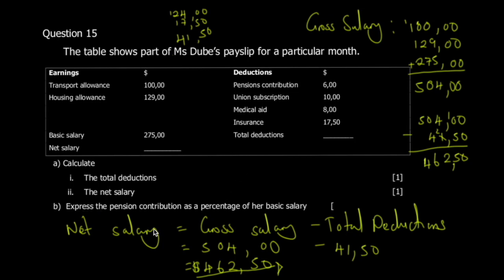Yeah, and then on the B part, it says express the pension contribution as a percentage of the basic salary. Okay, so I'm going to use the space without dropping anything. So the pension contribution will be $6. So you can just write 6. Okay, so it'd be 6 divided by 275. So 6 over 275 multiplied by 100%. Remember to put 100% here. It's not by 100, it's by 100%.